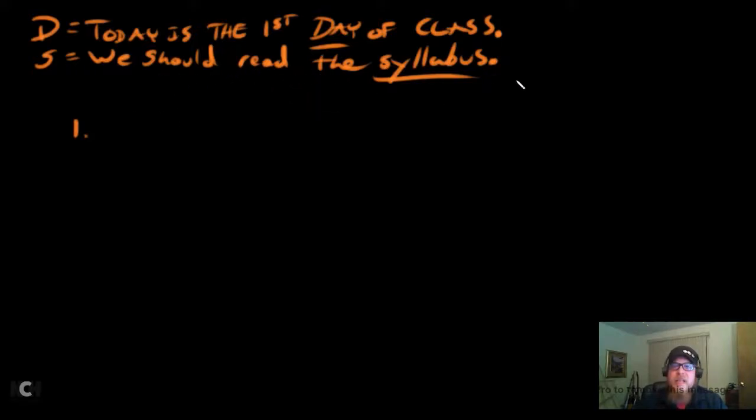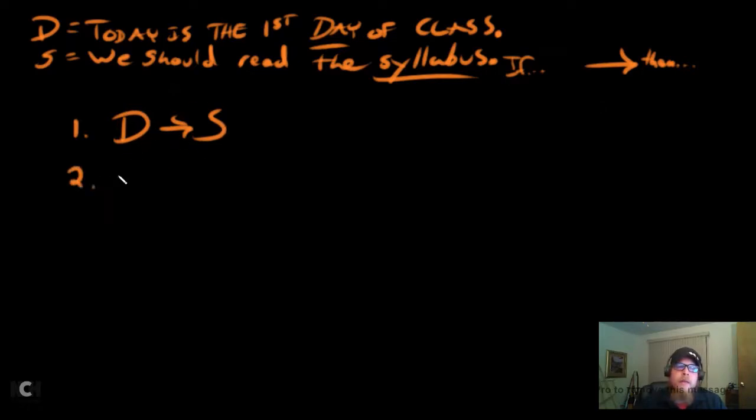Those are the terms. Let's say I had, again, what I showed a moment ago, D arrow S. Now remember, the arrow means there's a conditional statement here. Whatever's on the left side of the arrow, that's the if part. Whatever's on the right side of the arrow, that's the then part. So what does this say? If we were to put it in English: if today is the first day of class, then we should read the syllabus. Let's say we had that.